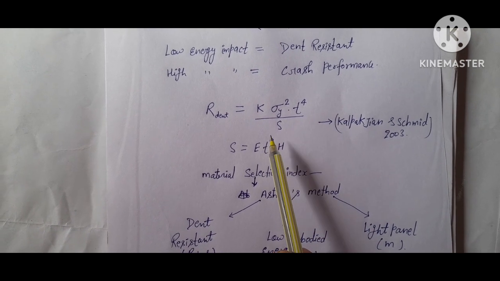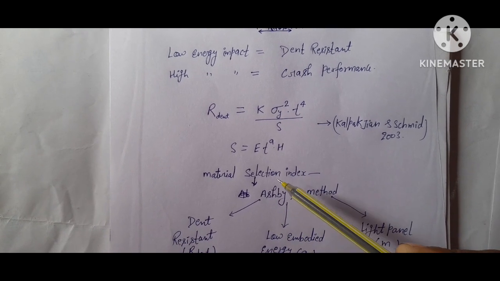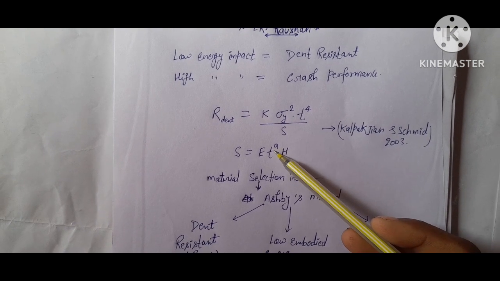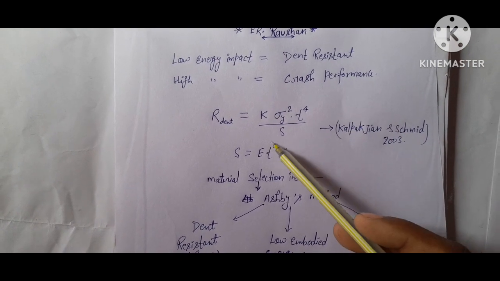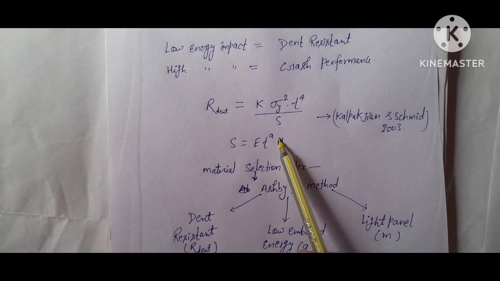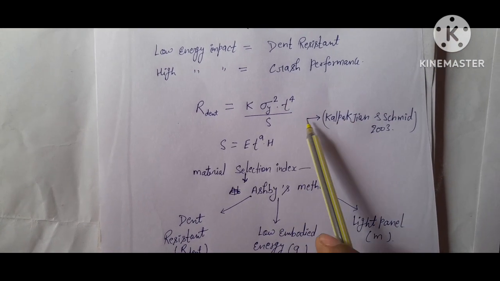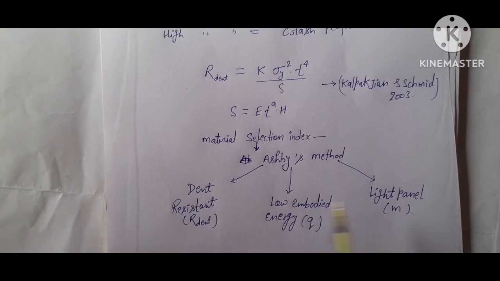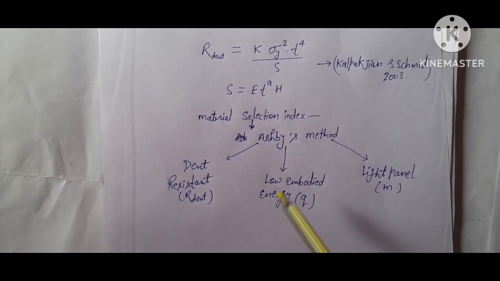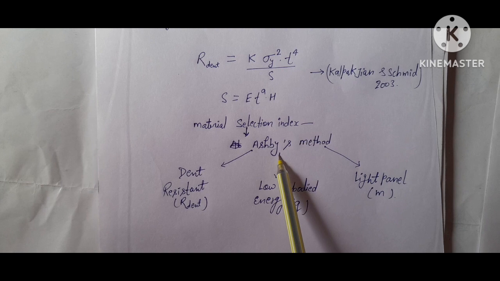And if you want to calculate stiffness, then S equals E, the Young's modulus, multiplied by thickness to the power A, where A is the exponent, also known as the power adjustment of thickness, because its value varies from 1 to 2. This is the adjustable power, and H is a shape factor, friends. This formula is known as Kalpakjian's formula.